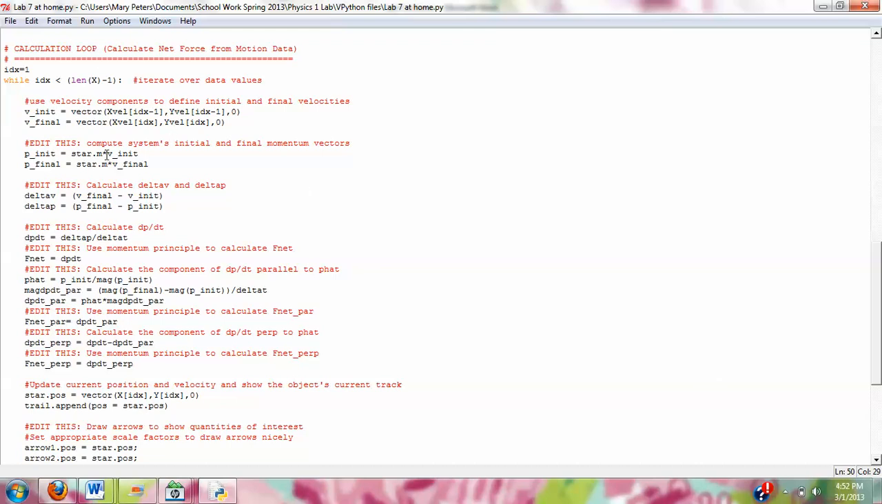I then defined the initial and final momentum of the object by multiplying the initial and final velocity vectors by the mass of the star, because the definition of momentum is the product of mass times velocity multiplied by a proportionality factor gamma, which we assume to be 1 because the star is moving at a speed much less than the speed of light. This form of the momentum principle is known as the non-relativistic form. I then calculated delta V and delta P by doing the final velocity minus the initial velocity and the final momentum minus the initial momentum. I set dp dt equal to delta p over delta t by definition. I set Fnet equal to dp dt based on the derivative form of the momentum principle.